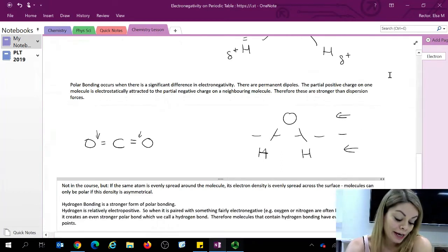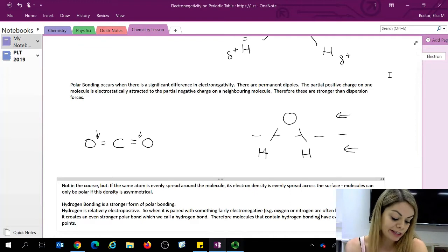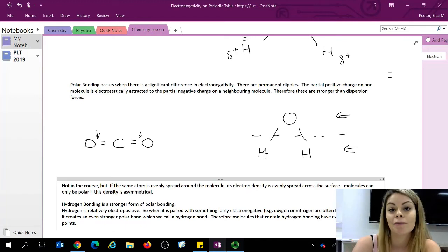So I've made a little note again. Hydrogen bonding is a stronger form of polar bonding. Hydrogen is relatively electropositive, so when it is paired with something fairly electronegative, e.g. oxygen or nitrogen, which are often bonded to hydrogen, it creates an even stronger polar bond, which we call a hydrogen bond. Therefore, molecules that contain hydrogen bonding have even greater boiling points than other molecules.